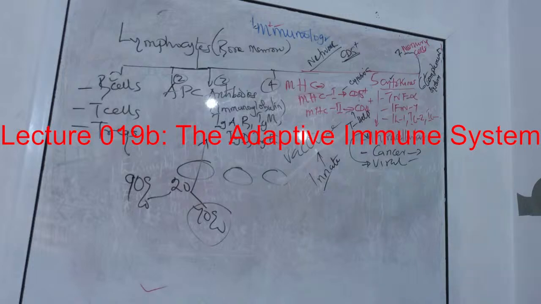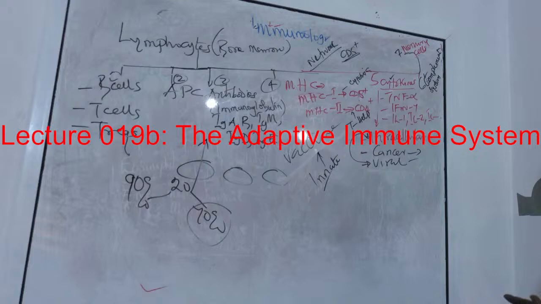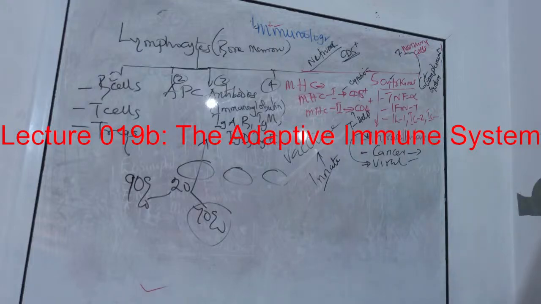So if somebody asks you what we have inside the blood, there are three major components. The first one is red blood cell, the second one is platelet, and the third component is white blood cell. And these white blood cells have different types.